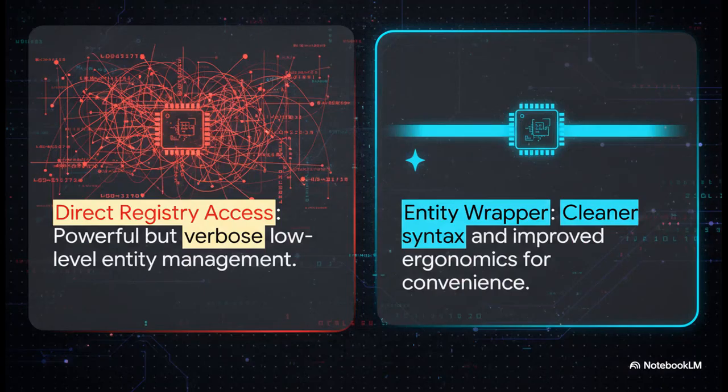Now, you can create these entities in a couple of ways. You can talk directly to the low-level data store, which we call the registry. It's powerful, for sure, but it's a little bit verbose. Or you can use the approach we really recommend, the entity wrapper class. It just gives you a much cleaner, more intuitive way to add, get, or check for components on an entity.